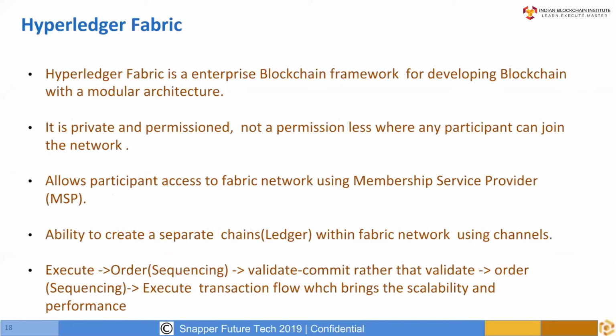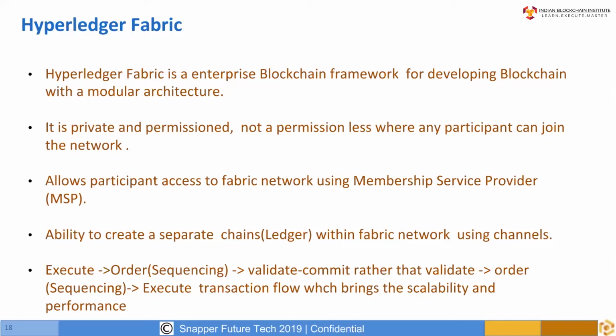So Fabric is an enterprise blockchain framework for developing blockchain with a modular architecture. It is private and permissioned, not permissionless. It's not public, where any participant can join the network. So participants have to be allowed. So you must know the participant. Rather, in public blockchains, anyone could join anonymously. But in here, the person who is adding the participant in the network has to know that person and should not be anonymous. So it has to give permission to that person to enter into the network.